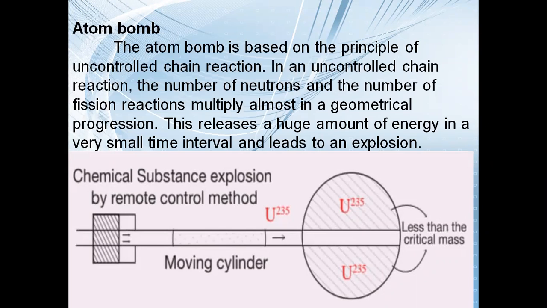In the uncontrolled chain reaction, the number of neutrons and the number of fission reactions multiply almost in a geometrical progression. This releases a huge amount of energy in a very small time interval and leads to an explosion.